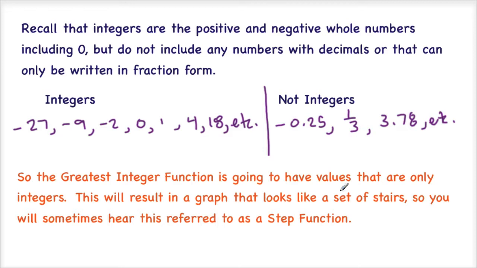And remember, when we're talking about the value of a function or the value of f of x, we're talking about the y values. So the y values here are only going to be integers. And so what that ends up making our graph look like is a set of stairs, because along the y-axis, we're only going to have the graph where there's the whole integer values. So in between those, where it's all decimals, we're not going to have anything. And I'll show you that in a second. So sometimes, like I said, this graph looks like a set of stairs, so sometimes you'll hear this referred to as a step function.